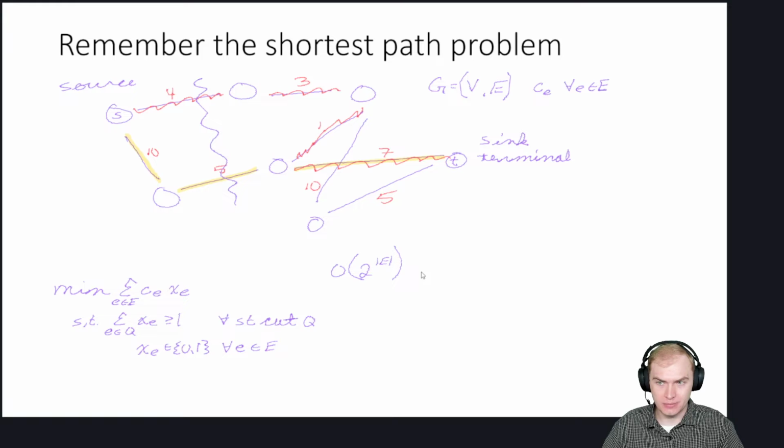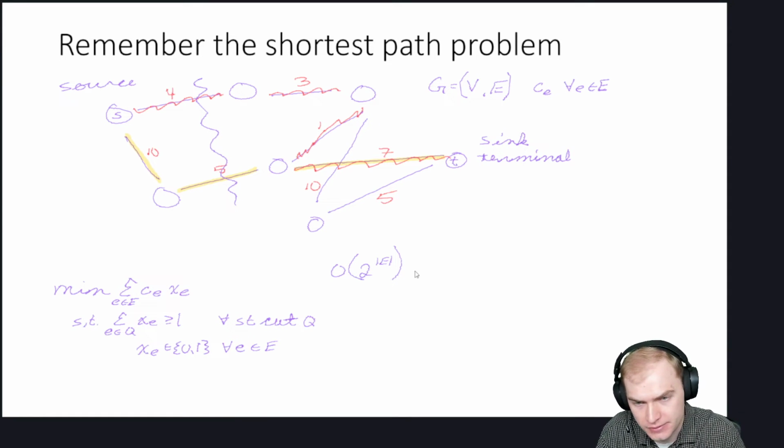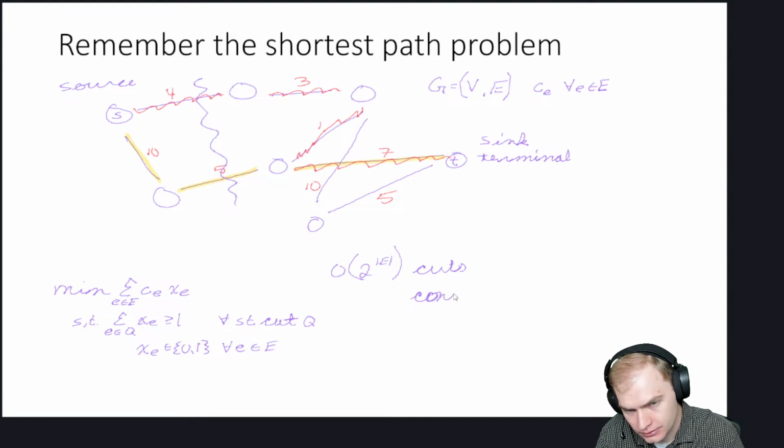But basically it means that the problem, the LP, is much, much bigger than the graph itself, if that makes any sense. The graph may not be massive, but the LP that's representing the shortest path problem could be massive, and it could take a long time to solve. So we mentioned there are this many cuts and this many constraints.